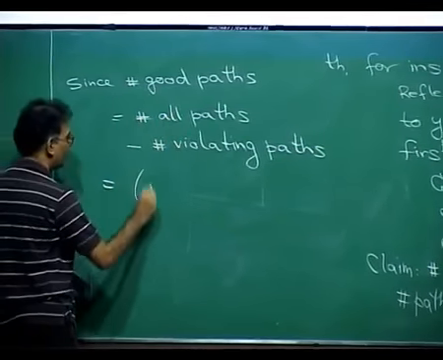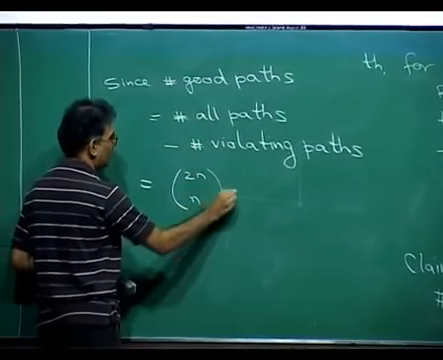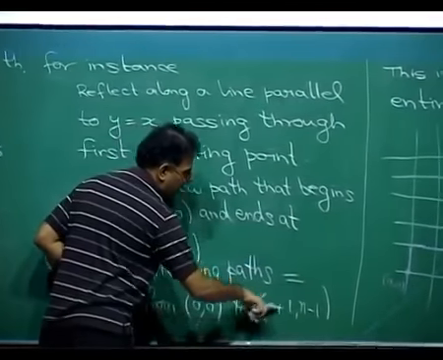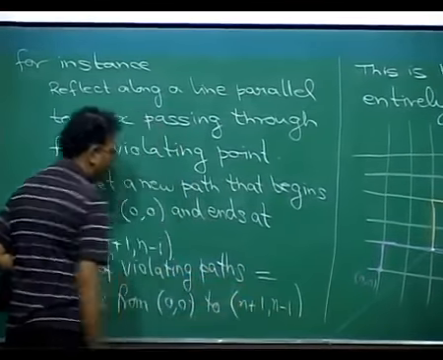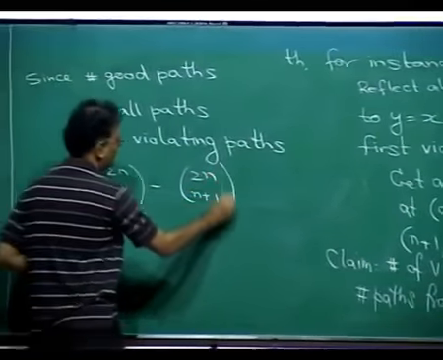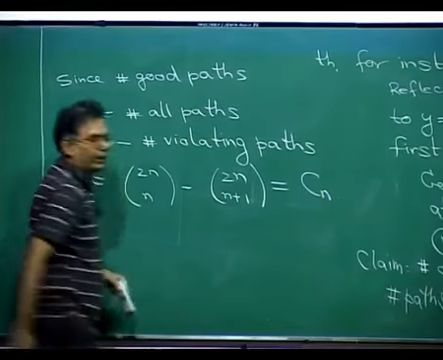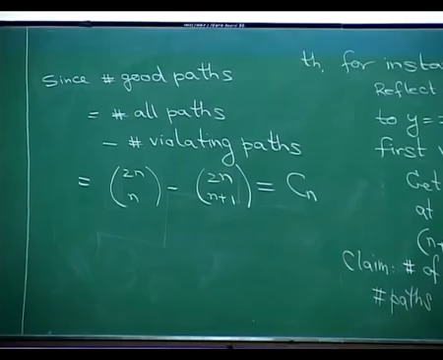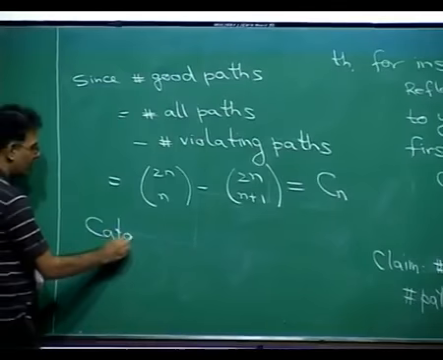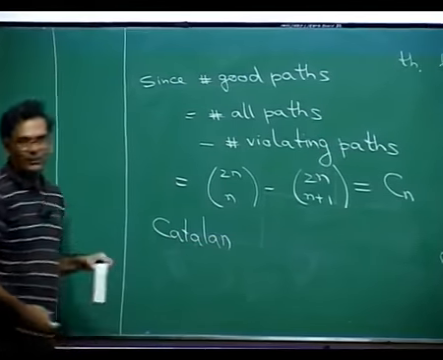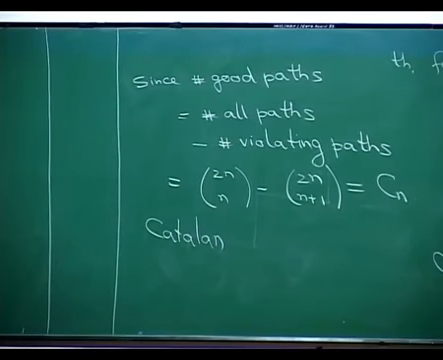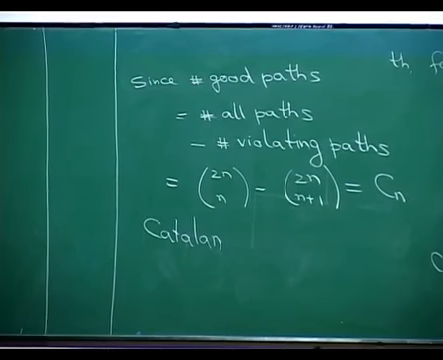and the number of all paths we already know is 2n choose n, and the number of violating paths is the same as the number of paths from 0, 0 to here, which is 2n choose n plus 1. And this number is exactly what we call the Catalan number Cn. By the way, Catalan numbers are named after the Belgian mathematician Catalan, but they have been known much earlier, from what I read on Wikipedia. Euler knew it, and it was even known in ancient China apparently.